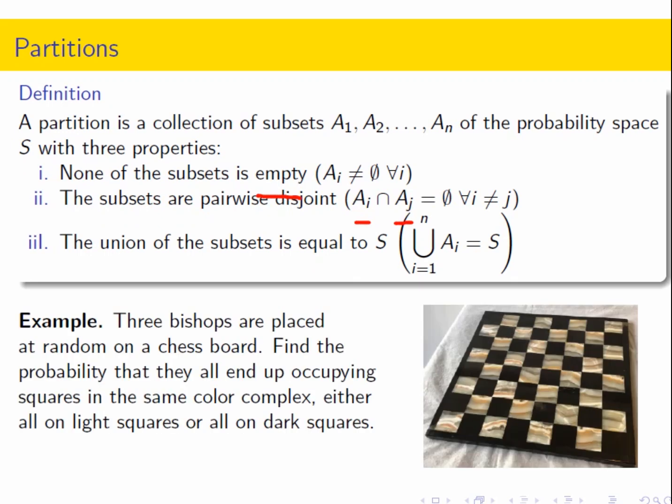So this is a chessboard. Now, normally bishops are light square or dark square bishops. This particular problem says, hey, we're going to slap 3 bishops down on the chessboard somewhere. We're going to pick some squares at random, and the question is, what is the probability that all 3 bishops land on the same color complex? Either they all land on light squares or they all end up on dark squares.